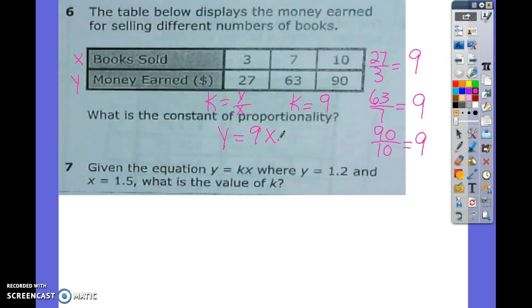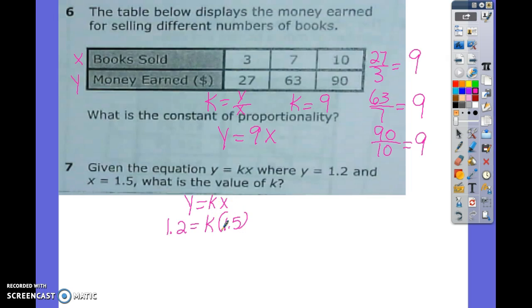Number 7. Given the equation Y is equal to KX, where Y is 1.2 and X is 1.5, what is the value of K? So we're going to need to solve our equation. So let's write out Y is equal to KX, and let's substitute in the values that we're given. We're given 1.2 for Y. We do not know K, and we're given 1.5 for X.